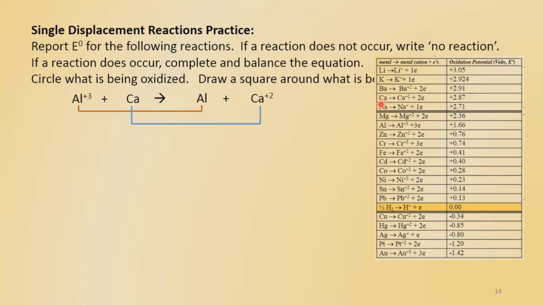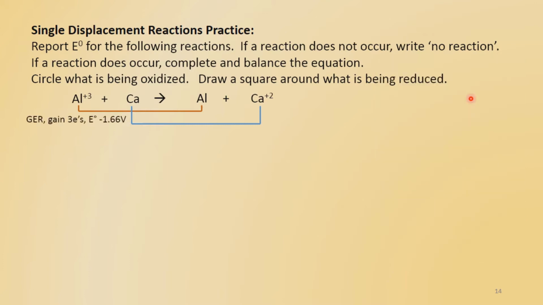Look at calcium. It's higher on the list, and in this reaction calcium is being oxidized to calcium +2. That's the way this is written from left to right, so we take the value as it sits, plus 2.87 volts. That's very favorable. So we've seen that the reduction of aluminum ion is unfavorable, negative 1.66 volts, but the oxidation of calcium to calcium +2 is very favorable, plus 2.87 volts.